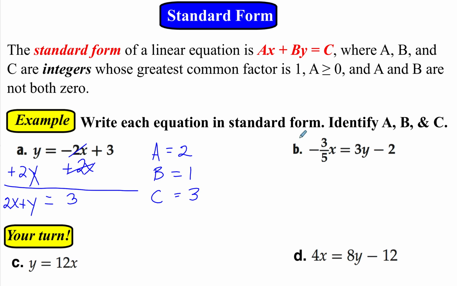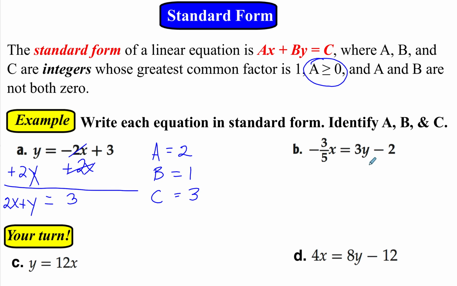Let's take a look at one that's a little more difficult. Let's look at letter B. Now letter B, one other thing I forgot to point out, A has to be greater than or equal to 0. You can't have a negative coefficient for your first variable. So we'll see that in example B here.